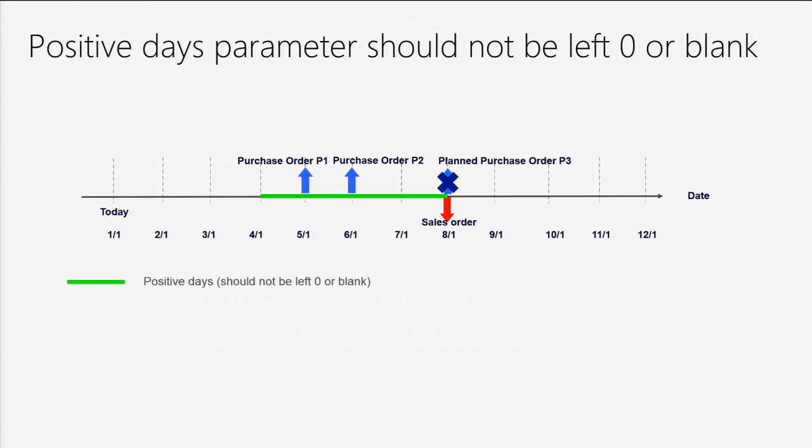Now, if you do set the positive days to something, you can potentially pick up existing receipts and peg them against the sales order, hence making the planned purchase order irrelevant.